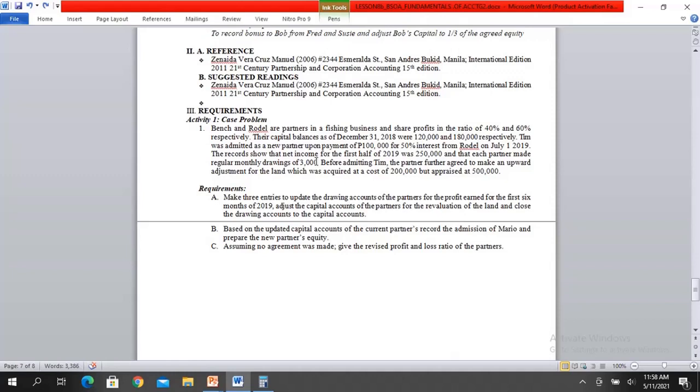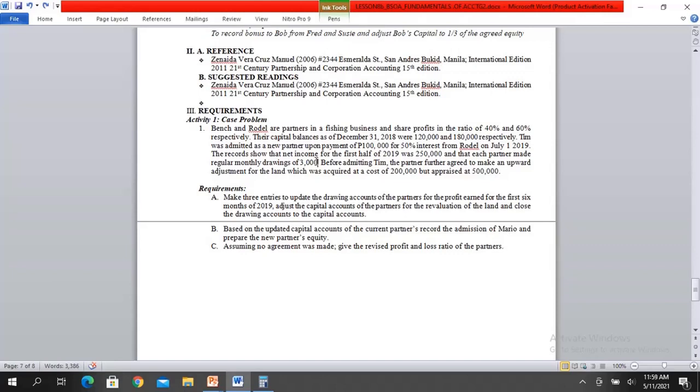So, sabi dyan, before admitting Tim, the partner further agreed to make an upward adjustment for the land which was acquired at cost of 200,000 but appraised at 500,000. So, i-revalue din ninyo yung asset. So, magkano yung appraised value is 500,000. So, tumaas siya. Kaya mayroon siyang revaluation na 300,000. Ayan. So, di-distribute nyo yun kay Bench and Rodel bago nyo ibigay kay Tim yung interest na binili niya. Ayan. So, i-close nyo din yung drawing accounts dun sa capital accounts ni Bench and Rodel before admitting Tim to the partnership.